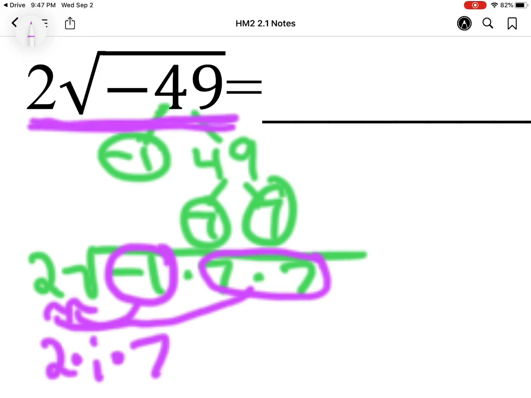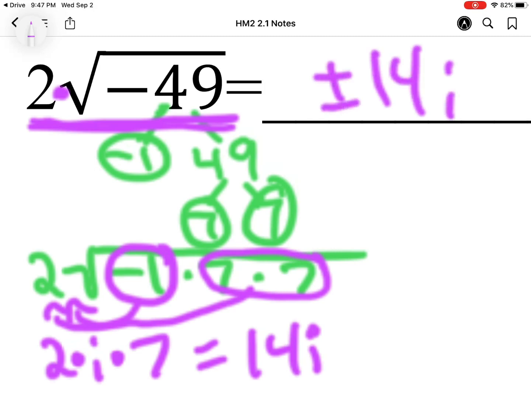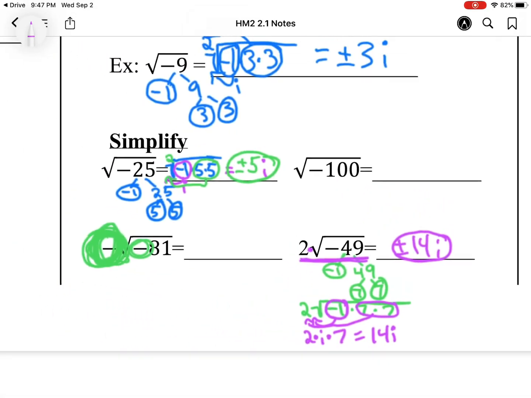How you can remember, if you were to read the original problem, it's 2 times the square root of negative 49. So when you move things out, it's multiplication. So 7 times 2 is 14, and that i stays there. And that is your answer.